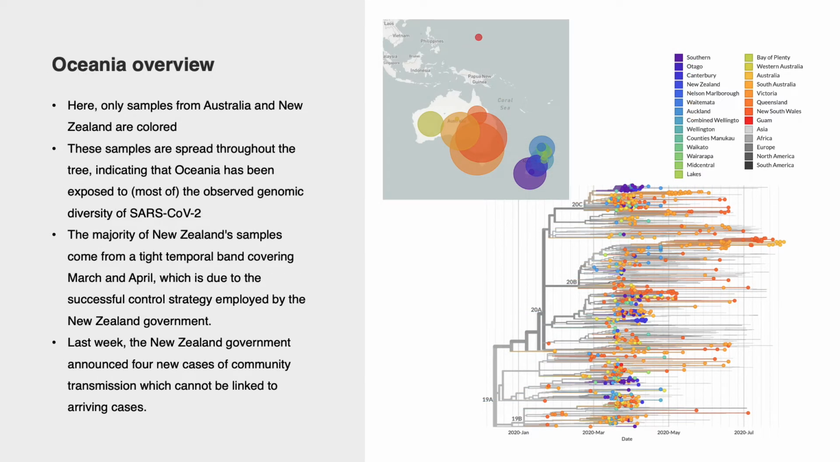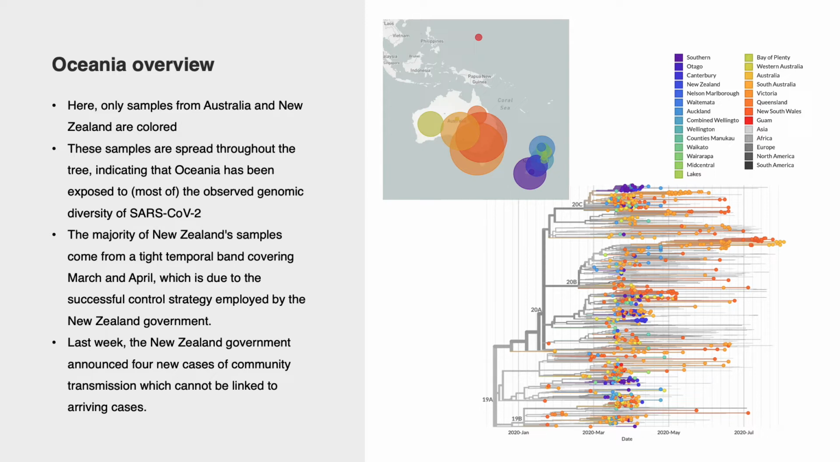Shown here are only samples from Australia and New Zealand. You can see that the samples are spread throughout the tree, indicating that Oceania has been exposed to most of the observed genomic diversity of SARS-CoV-2. The majority of New Zealand samples, which is seen in blues, purples, and greens, come from a tight temporal band covering March and April, which is due to the successful control strategy employed by the New Zealand government.